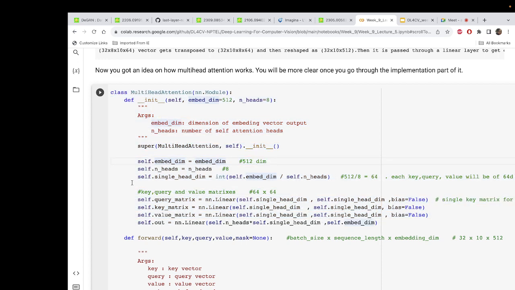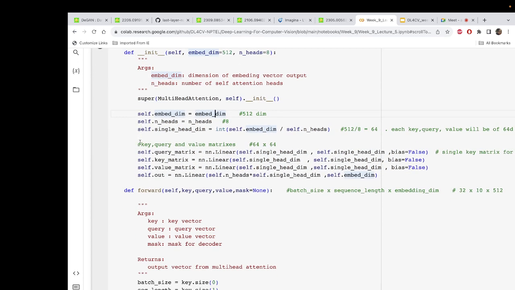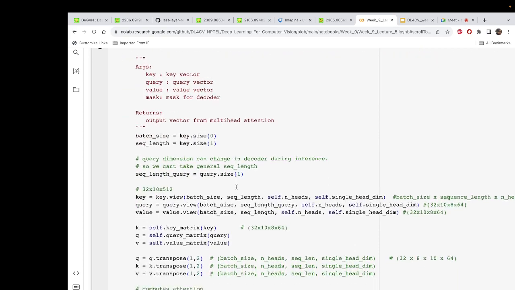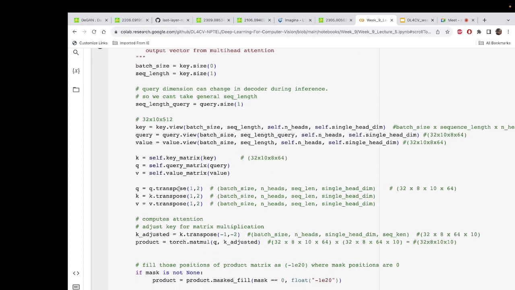Cool. So this is the code for multi-head attention. You can see that we are creating the query matrix, similarly the key matrix and the value matrix here, and similarly the output. The output has number of heads times the single head dimension. The single head dimension is given by this quantity, which is 512 by 8 equal to 64. So given all of this, this is what we are going to do.